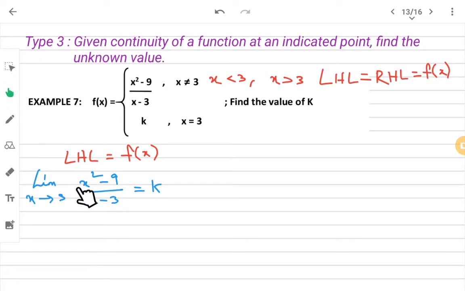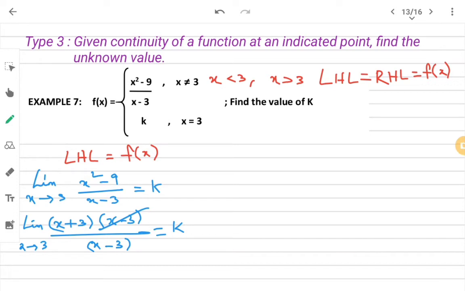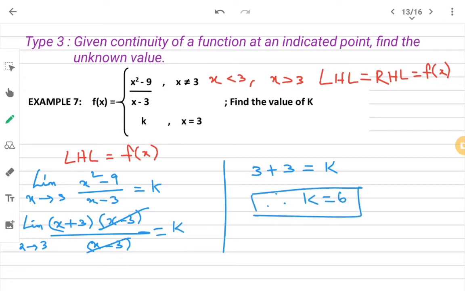So here I am having x square minus 9. So it can be written as x plus 3 into x minus 3 whole divided by x minus 3. And here it is limit x tends to 3, that is equal to k. And now x minus 3 and x minus 3 will get cancelled. I am going to replace x is equal to 3 over here. So x is equal to 3 means what will happen? 3 plus 3 is equal to k. That means k is equal to what? 6. Okay.